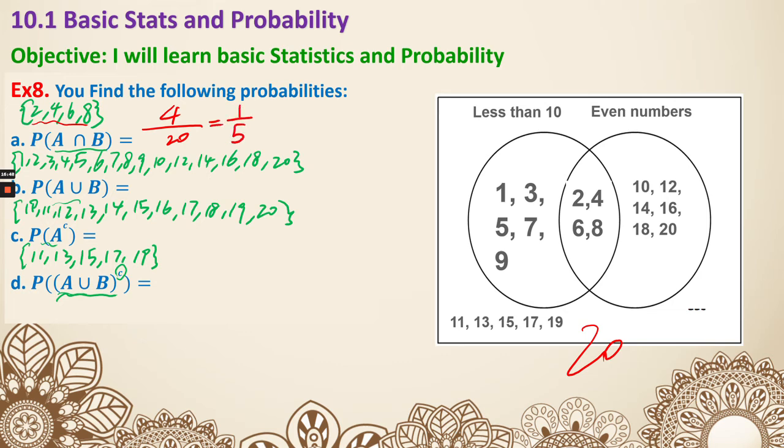over 5. Next, for B, there are in total, if you count, 15 numbers in there, so it's got to be 15 out of 20, which is 3 over 4. Next, there are actually 11 numbers inside the set, so 11 over 20. Last one, there are 5 of them, so 5 out of 20, which is 1 over 4. That's example 8.